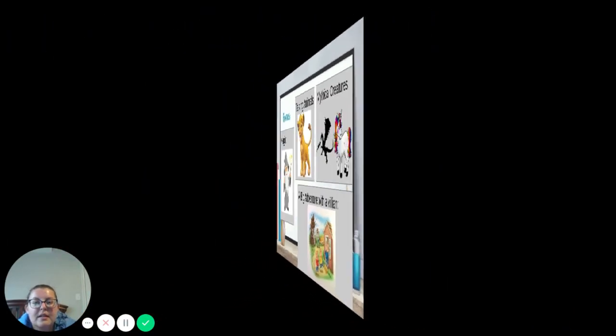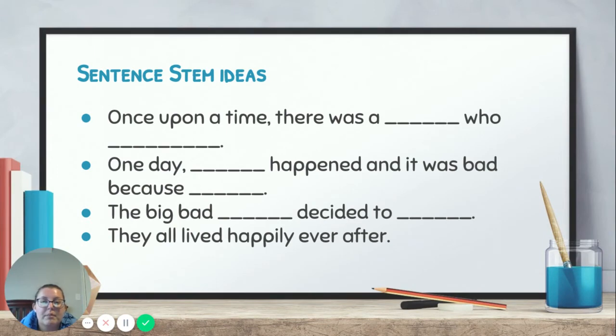Here's some sentence stems you might use. A lot of fairy tales have once upon a time. That's kind of its start. Once upon a time there was a blank who blank. So for example, once upon a time there was a girl who was a dragon. One day, blank happened and it was bad because the big bad blank decided to, and they all lived happily ever after. Those are very common sentences you can use in your writing. So those are some elements about fantasy that make it different than realistic fiction.